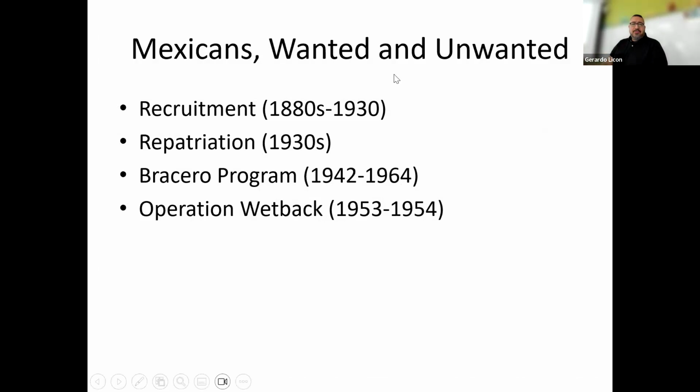So one of the themes with regard to Mexican immigration and deportations is they're always going from wanted to unwanted. It's this back and forth. Late 19th century, early 20th century, we're recruiting them. Then the Great Depression hits and we're repatriating them. Then World War II starts and we recruit them again. Then we see the growth of the undocumented population, and so in the 1950s, we deport them. So it's this back and forth of recruiting them when we need their work and deporting them when we don't.